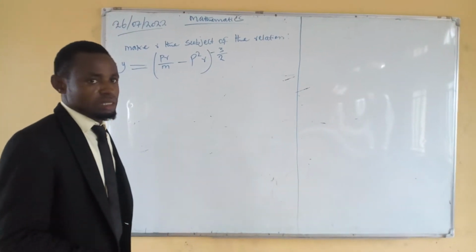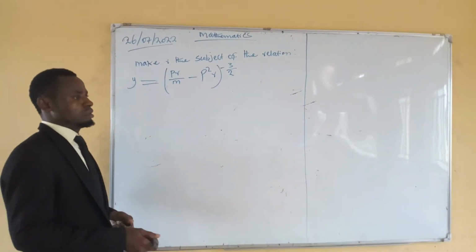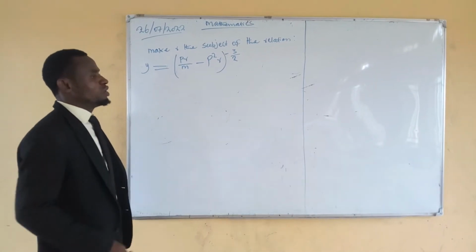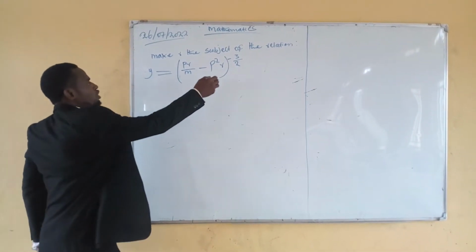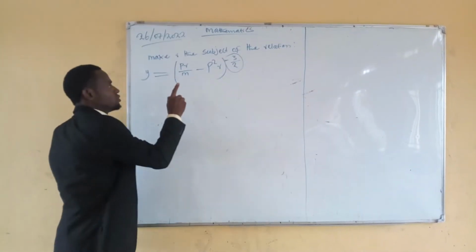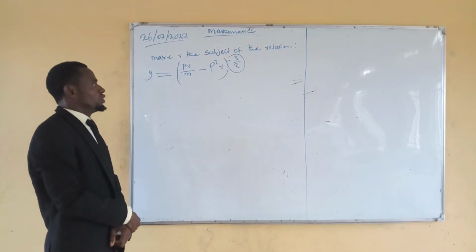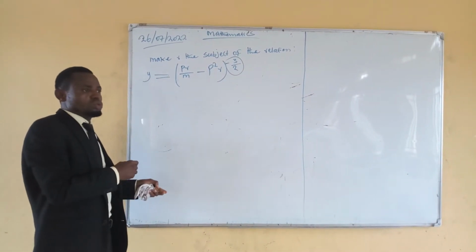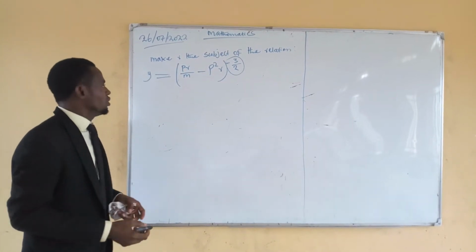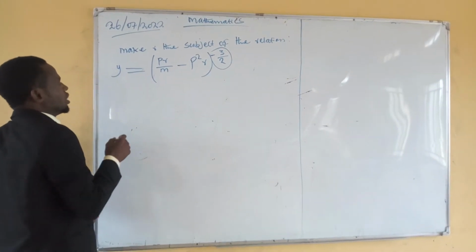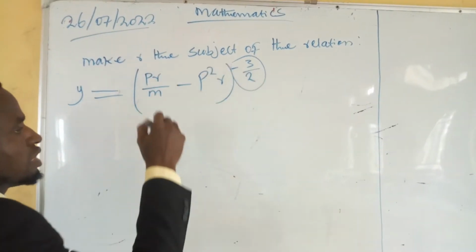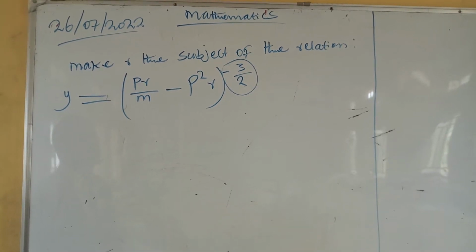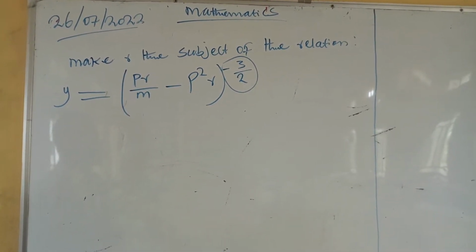To start with this, let's look at this. Before we remove the minus, let's try to remove this power, raised to the power minus 3 over 2. In mathematics, there is a law: whatsoever you do to one side, if you do to the other side, you are still correct. So let's multiply both sides by the inverse of this power. The inverse is plus 2 over 3, so that they can go.